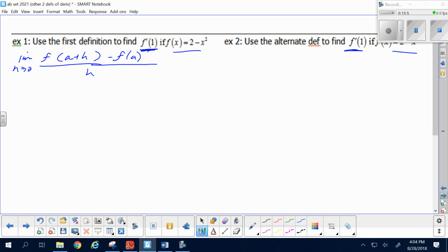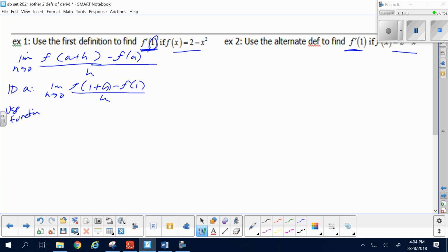Let's start by identifying a. In this case, the specific point I want the slope at is 1. So it would be the limit as h goes to 0 of f of 1 plus h minus f of 1 over h. Now, let's use the function.